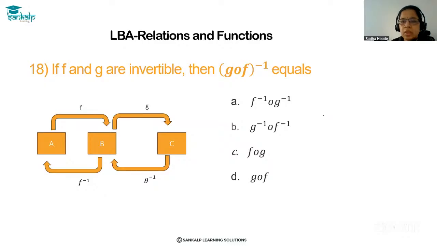Okay, so the proof is not there in your syllabus. You just remember the result. The inverse of g composition f exists only when g composition f is both one-one and onto, that is, if it is bijective, then only it exists.